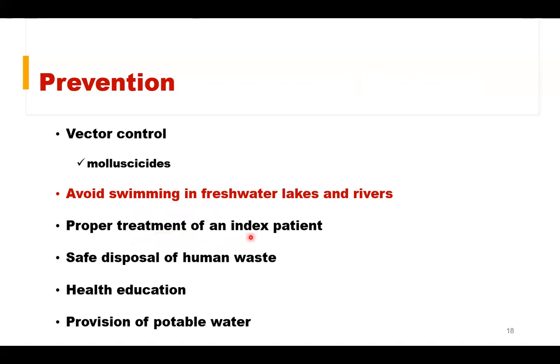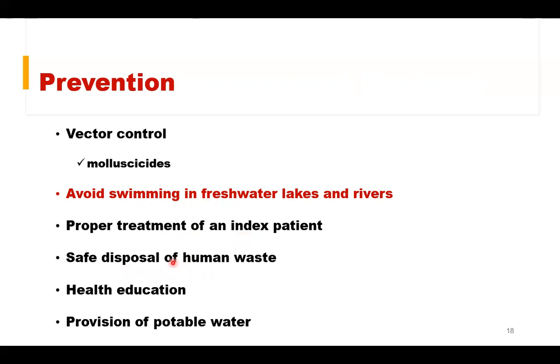Proper treatment of an index patient will break the life cycle. So once an index patient is adequately treated, even if he or she refuses to stop urinating in the river, there won't be any eggs in her urine or in his urine, okay?